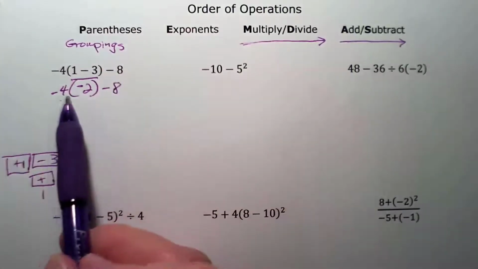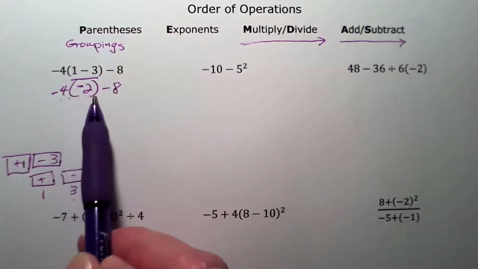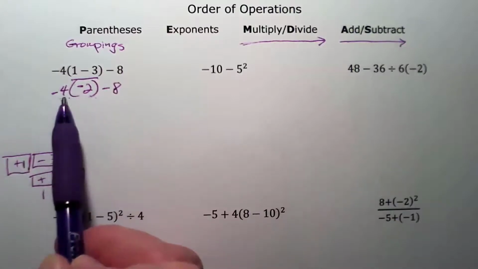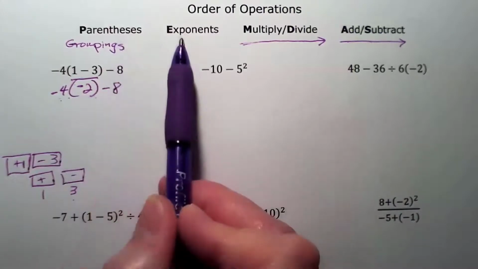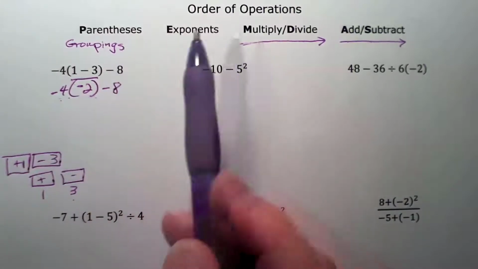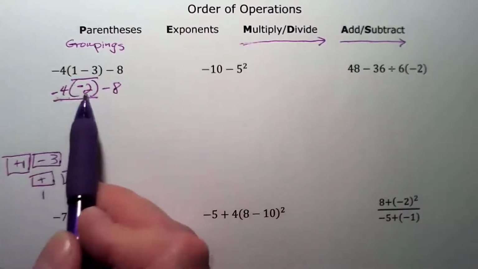So now I have negative 4, there's still a parentheses, but now this parentheses simply means times. So negative 4 times negative 2 minus 8. So parentheses is done, there's no exponent, so I'd move on to multiply and divide, which means I'm going to do this next. Negative 4 times negative 2.